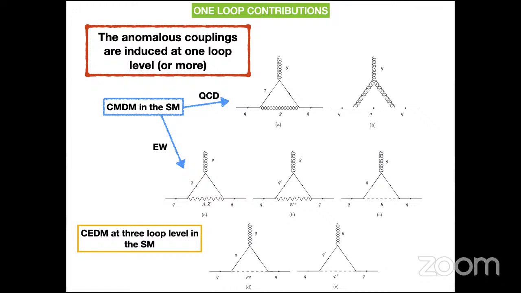The anomalous couplings are induced at one loop level, or maybe more. For example, the chromoelectric dipole moment is induced only at three loops at least in the standard model. But as I said, the chromomagnetic dipole moment is induced at one loop level in the standard model. Here I show the QCD contributions and the electroweak contributions to the chromomagnetic dipole moment of the top quark.